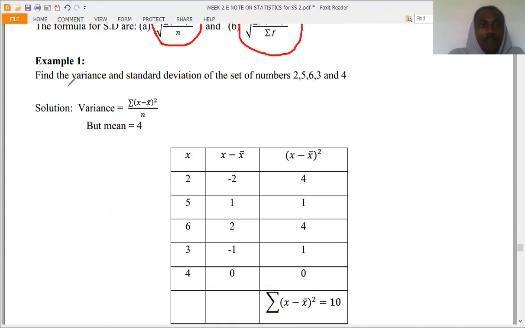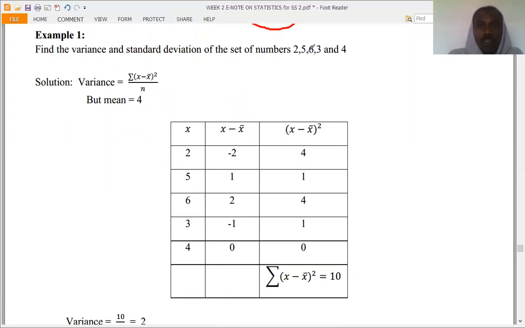Example 1. Find the variance and standard deviation of the set of numbers 2, 5, 6, 3, and 4. We need the mean. Calculate the mean: 2 plus 5 plus 6 plus 3 plus 4 divided by 5 will give 4. That's the mean. We've gotten our mean x bar.